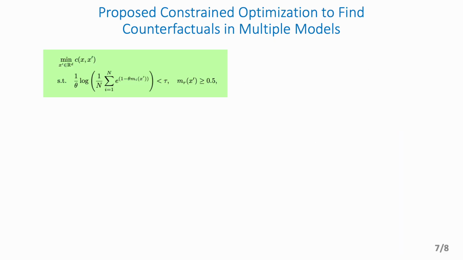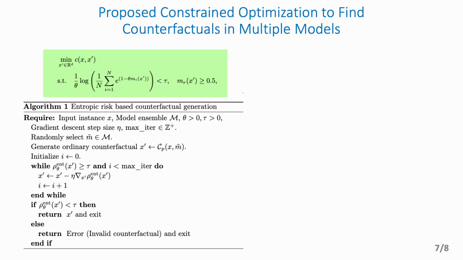So we finally arrive at this following constrained optimization, where we replace the expectation with its empirical estimate. This version of the optimization can then be solved using gradient descent, as we demonstrate in our proposed algorithm 1.